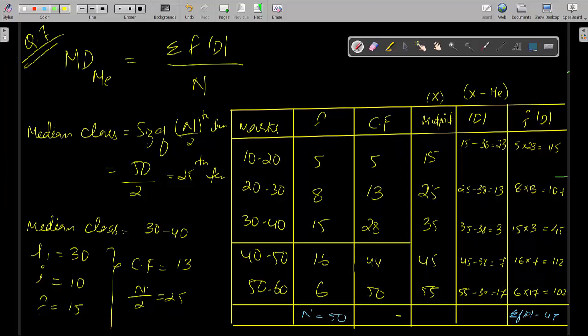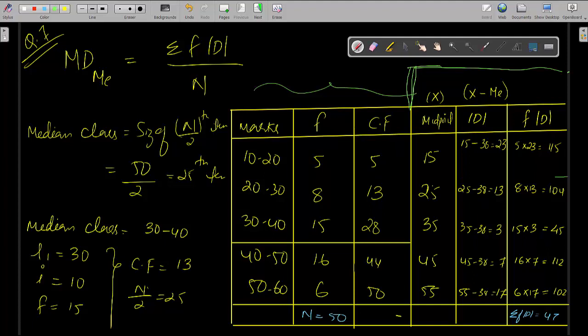All right, so I want you to forget this portion, just a second. I want you to forget this portion for now. Okay, just forget this portion till here and just focus here, this table. Clear? So now we are asked to calculate mean deviation from median.